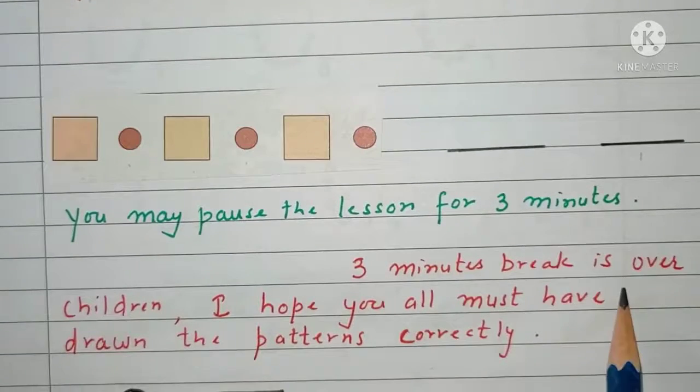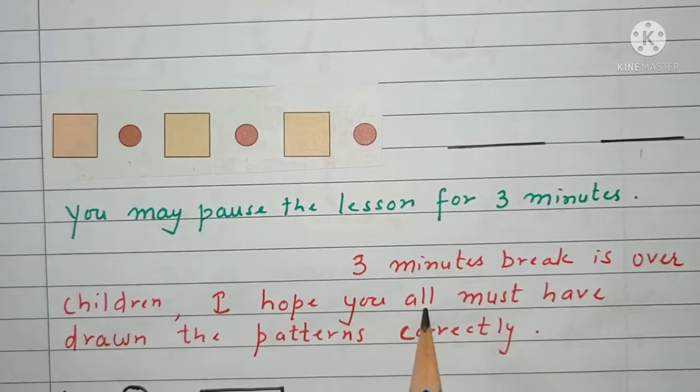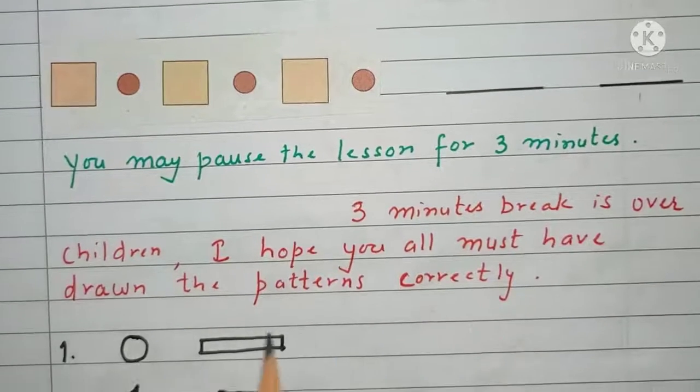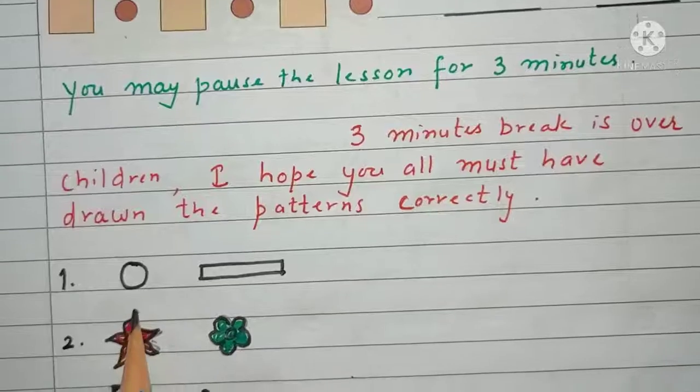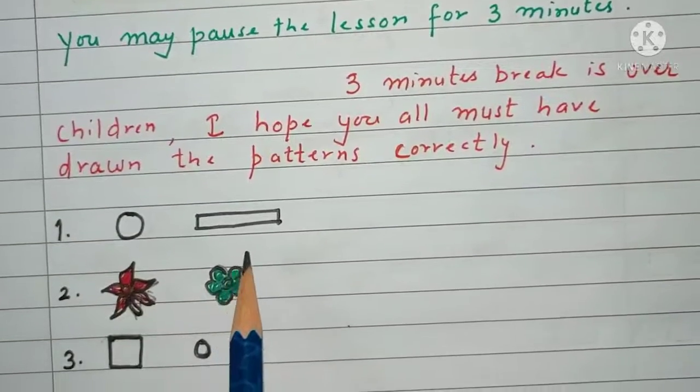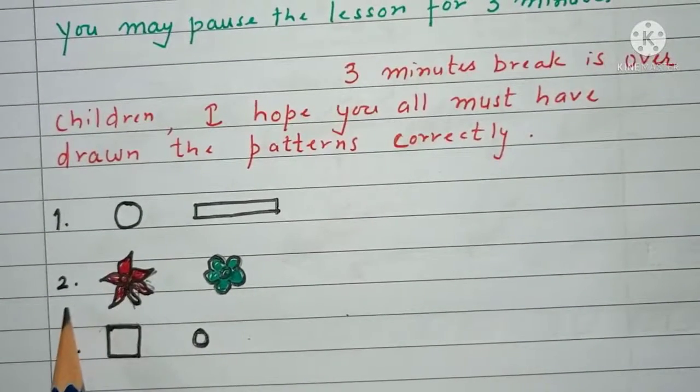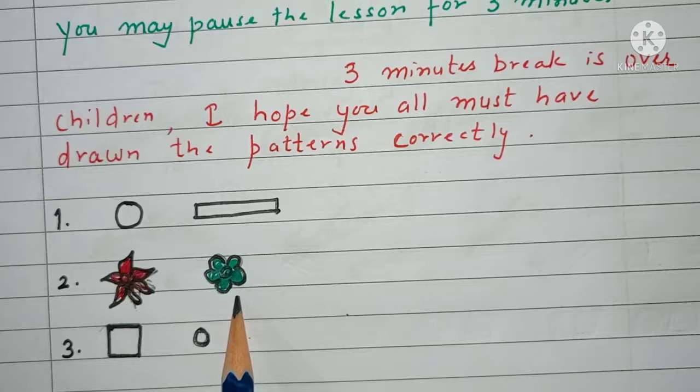3 minutes break is over, students. I hope you all must have drawn the patterns correctly. So in the first pattern, there is a circle followed by a rectangle. In the second, we'll be having a flower with 6 petals red in color and then followed by 5 petals which are green in color. And the third figure will be showing a square followed by a circle.